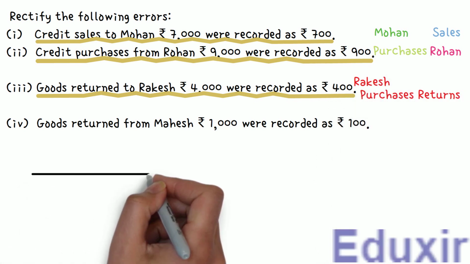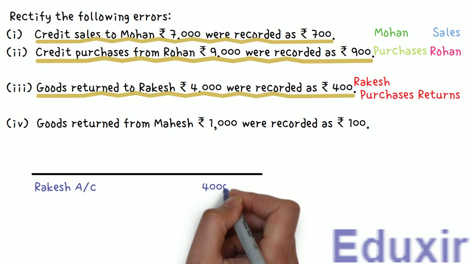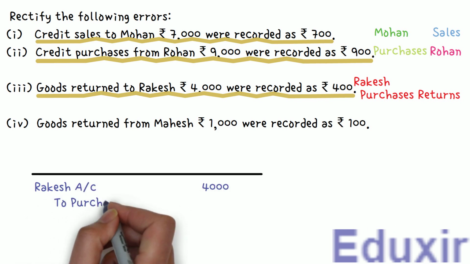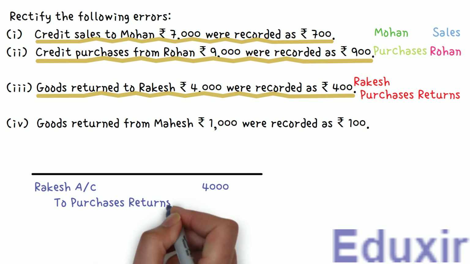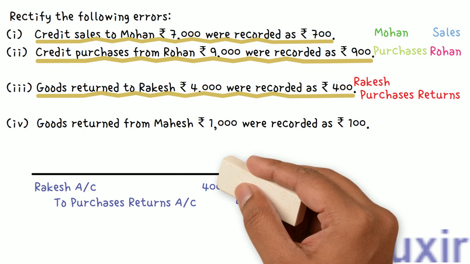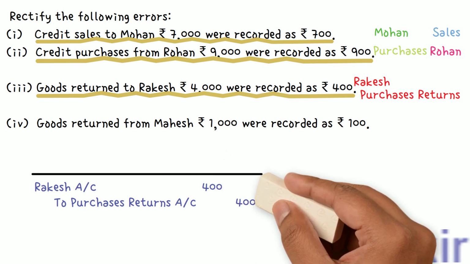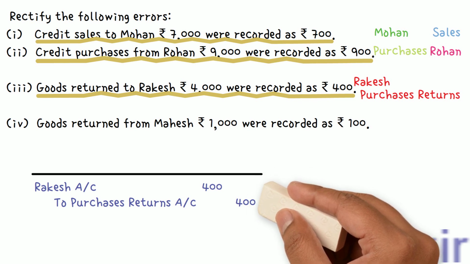So the correct entry should have been to debit Rakesh's account with 4000 rupees and to credit purchase returns account with 4000 rupees. But due to the error of commission, Rakesh's account is debited with only 400 rupees and the purchase returns account is credited with only 400 rupees.